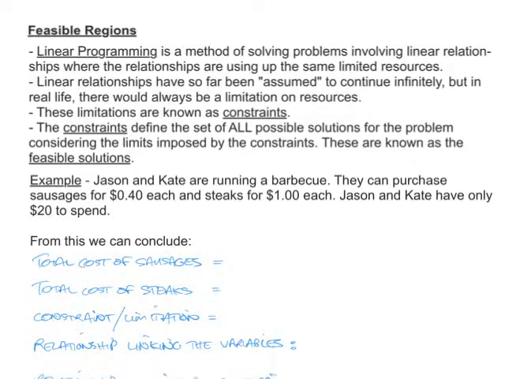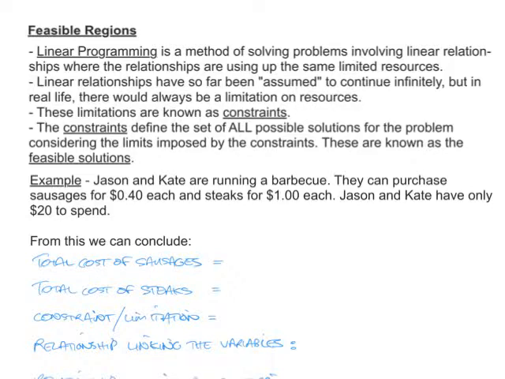Now the idea of linear programming is it's a method of solving problems that involve linear relationships, but where the linear relationships are involving and using up the same sort of limited resources. So previously, all we've considered a linear relationship to be is something involving two variables, generally x and y. But now we're considering when those linear relationships are limited by x and y having some form of limitation to them. Either they have to add up to a certain amount, or there's only a certain amount of them available.